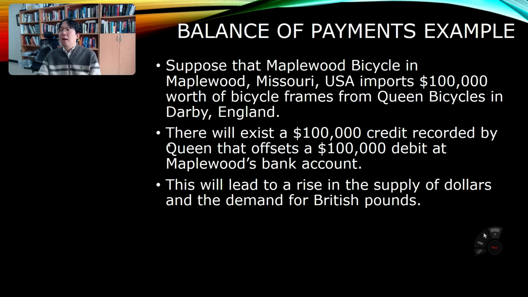Now here's an example. Suppose that Maplewood Bicycle in Maplewood, Missouri, USA imports $100,000 worth of bicycle frames from Queen Bicycles in Derby, England. There will exist a $100,000 credit recorded by Queen that offsets a $100,000 debit at Maplewood's bank account. Double entry bookkeeping. They have to cancel each other out somehow. They have to, a matching principle, I would say, instead of saying cancel each other out.